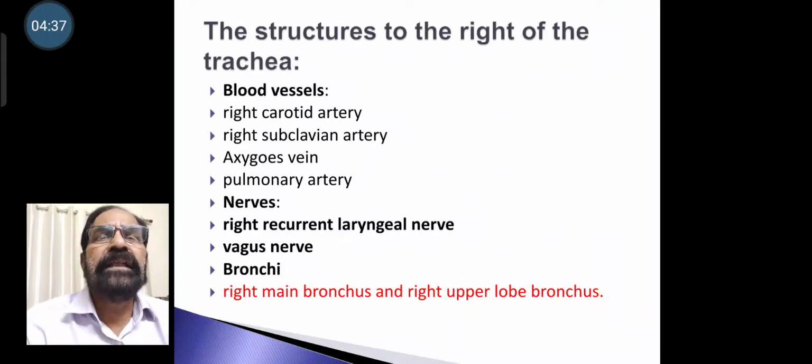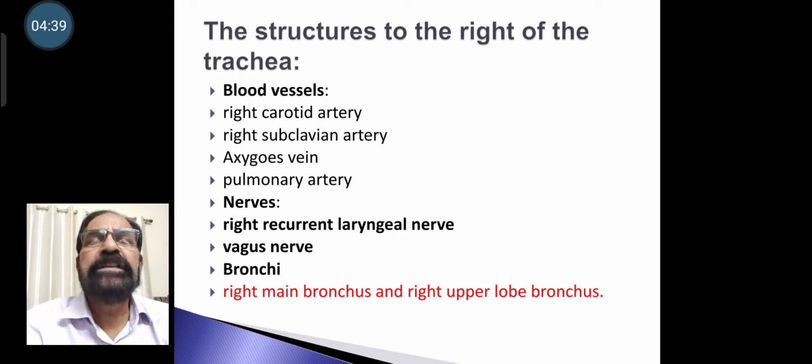structures to the right of the trachea. Blood vessels include the right carotid artery, right subclavian artery, azygous vein, pulmonary artery. Nerves: right recurrent laryngeal nerve, vagus nerve. Bronchi: right main bronchus and the right upper lobe bronchus.